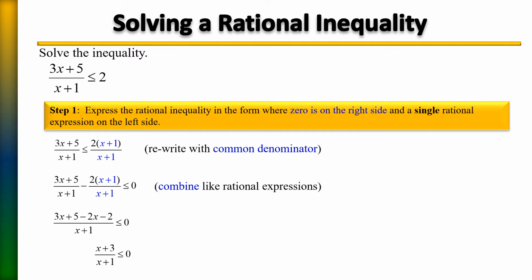So we now have it in the form that we needed it in. That was step 1, to express it in the form where you have one single rational expression on the left side and 0 on the right side. We have now completed step 1. Okay? Let's move on to step 2.